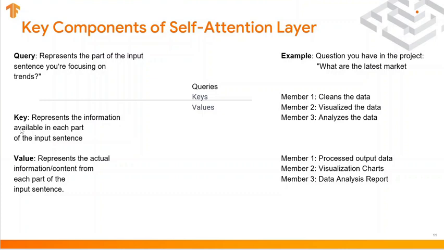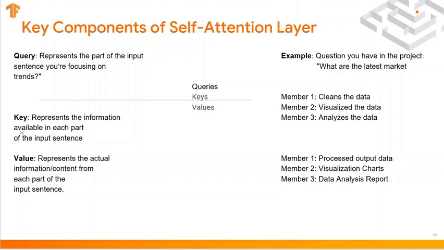Let's take an example. A question you have in the project: what are the latest market trends? I'm trying to answer this question, so this is my query. Similarly, in the example I gave you earlier, I have to write an email to my boss requesting him to grant a leave for 3 days so I can rest. This is my query, which I have given to my language model. This is just an example.